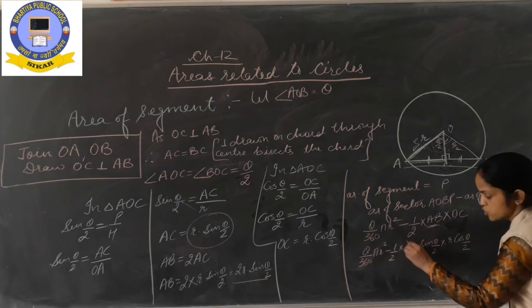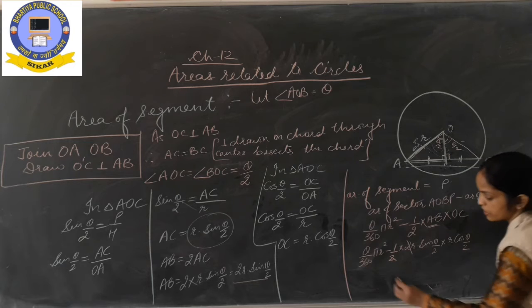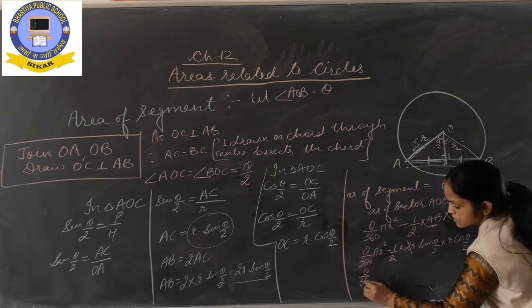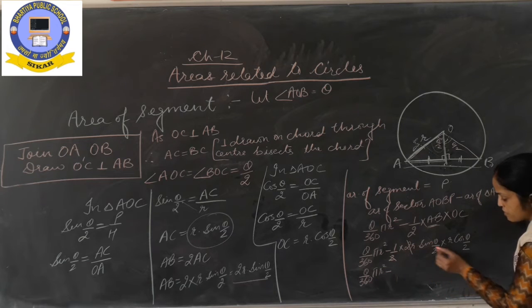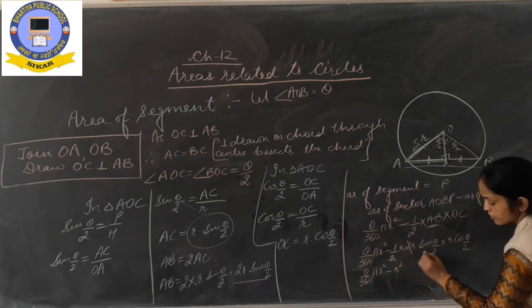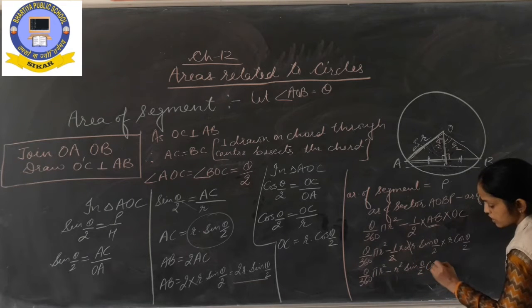Now solve it. This 2 will be cancelled out by 2. So here we will get theta upon 360 multiplied by pi r square minus r multiplied by r gives you r square into sin theta upon 2 cos theta upon 2.